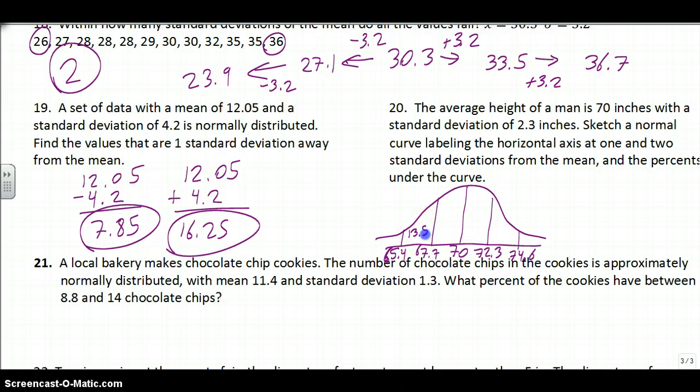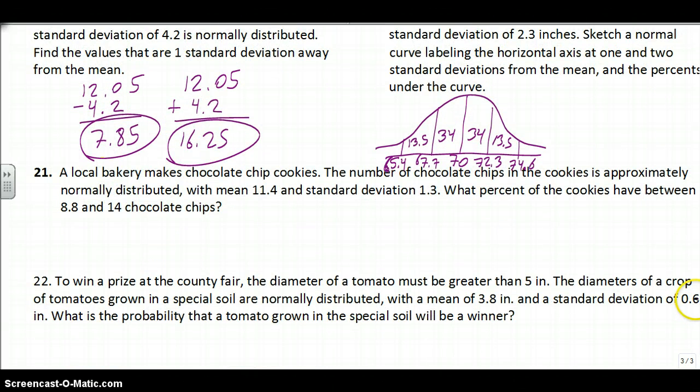Anyway, you put the percents in here. And remember, I told you those should probably go on your note card. Okay? That's all I want. 21. A local bakery makes chocolate chip cookies. Number of chocolate chips in the cookies is approximately normally distributed with a mean of 11.4. Maybe I should draw the curve. Mean of 11.4. Standard deviation of 1.3.